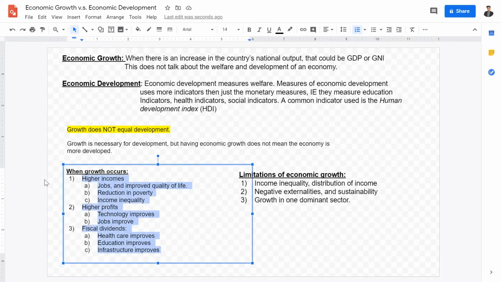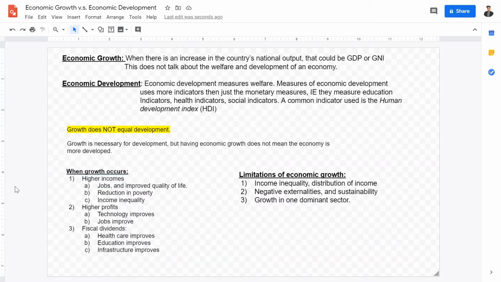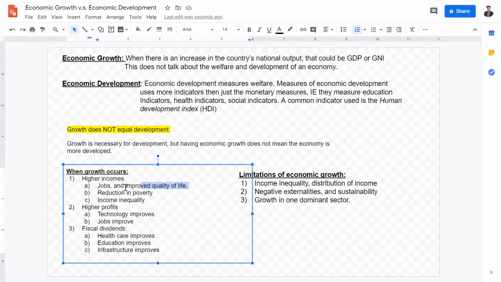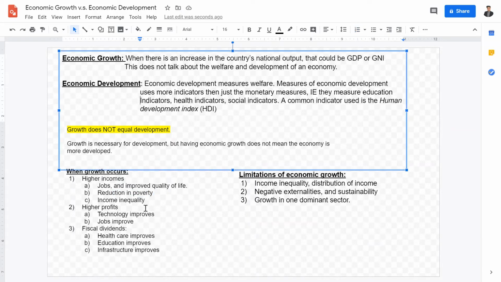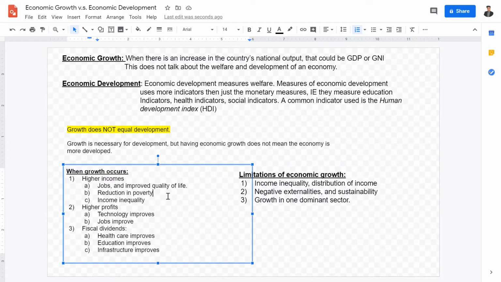When economic growth occurs, a few things may happen. First, higher incomes. Of course, that's very clear. When people have higher incomes, the economy grows, people have more disposable income, and therefore they save more money and also spend more money. What happens when higher income occurs? Job quality improves, and the quality of life improves. When quality of life improves, economic development improves. A reduction in poverty also occurs, because economic growth causes higher income, which causes the reduction of poverty. The reduction of poverty once again causes economic development to increase.